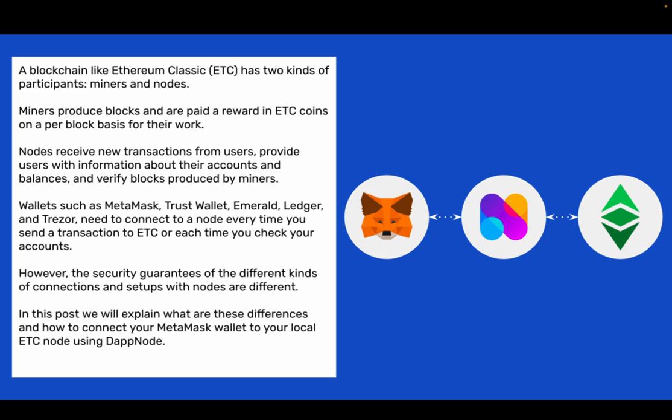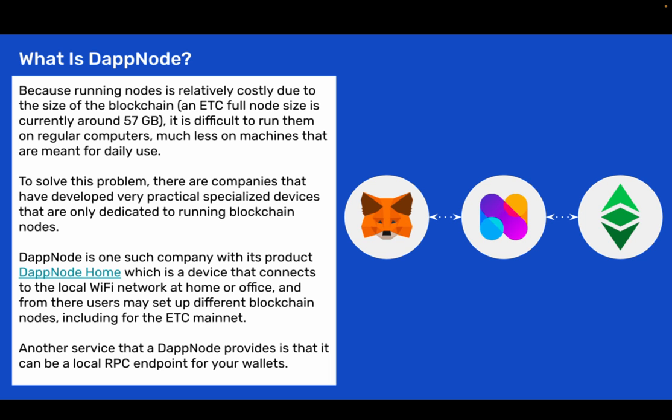miners. Wallets such as MetaMask, Trust Wallet, Emerald, Ledger, and Trezor need to connect to a node every time you send a transaction to ETC or each time you check your accounts. However, the security guarantees of the different kinds of connections and setups with nodes are different. In this post, we will explain what these differences are and how to connect your MetaMask wallet to your local ETC node using DappNode. What is DappNode?